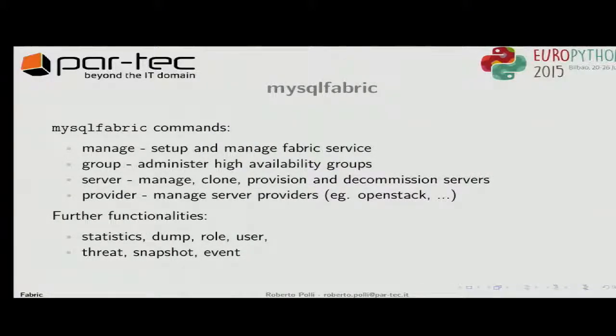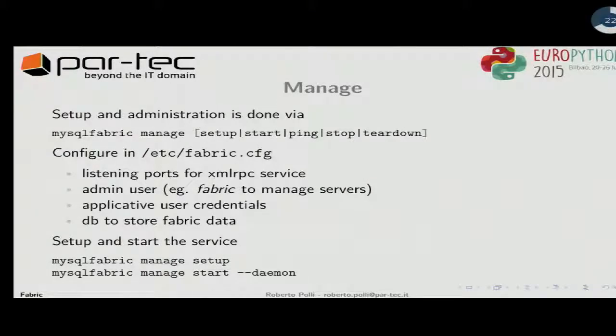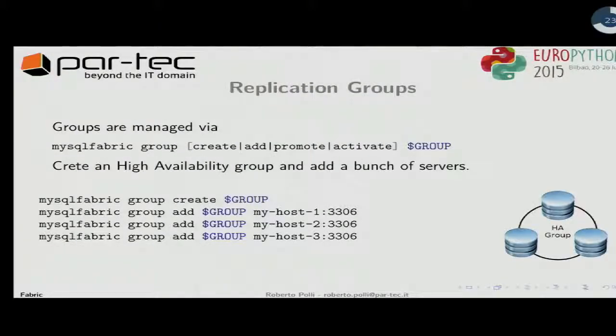To set up, we have many commands. Everything starts with fabric. We can manage group, configure the server, and configure provider. We will see it after in the interesting part of the talk. So we have many features. You want to install Fabric? OK. Set up the listening import in fabric.cfg. Set up the credentials to contact the server. And just configure everything, manage setup, and manage start. OK, Fabric is ready. You have a server capable of providing you a fault-tolerant infrastructure.